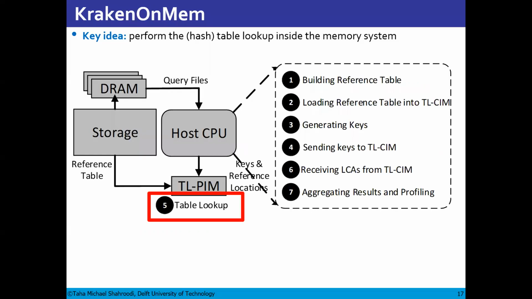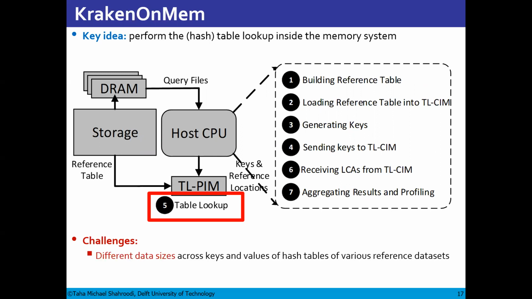By doing this, the new distribution of responsibility in our system will look like this, where we add a component called TLPIM for performing our operation. However, performing the table lookup inside the memory can be challenging due to the different lengths that keys or values of varying reference databases have, and also due to the limited hardware resources that one can expect from a PIM-enabled accelerator.